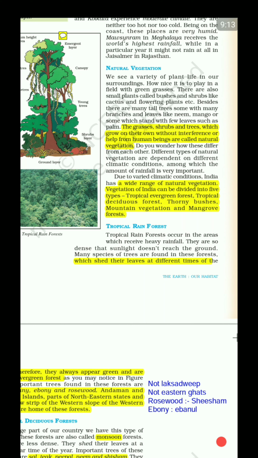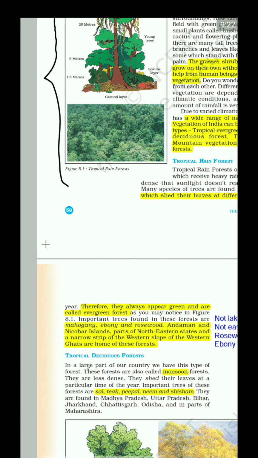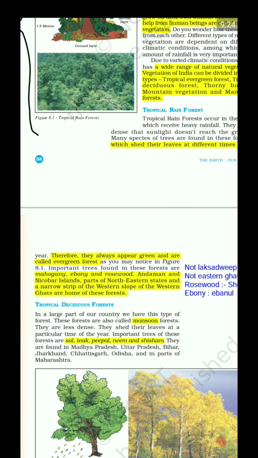Tropical rainforests occur in the areas which receive heavy rainfall. They are so dense that sunlight doesn't reach the ground. Many species of the trees found in these forests shed their leaves at different times of year. Therefore, they always appear green and are called evergreen forests.